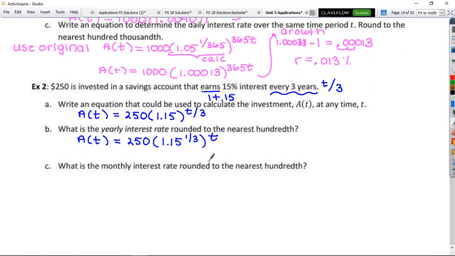Now you type that right in the calculator. And what do we get? And again, these are a lot of really small decimals. 1.04768.